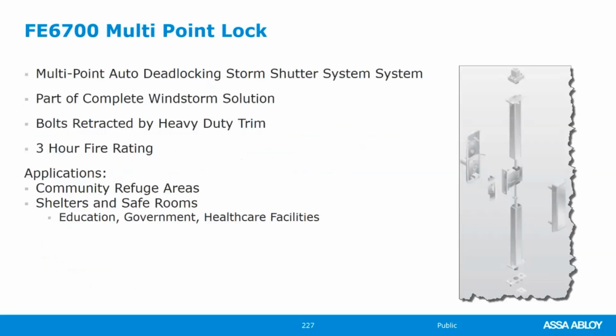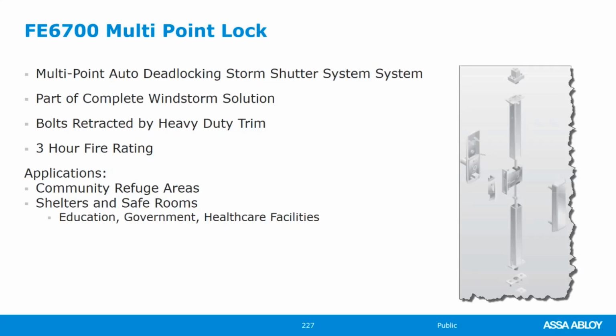Our FE6700 series is another multi-point lock. This one utilizes a deadbolt in the center with top and bottom bolts as well. It's a multi-point auto deadlocking, what we call a storm shutter type system. And these would be used as part of a windstorm solution, again, for storm shutters.